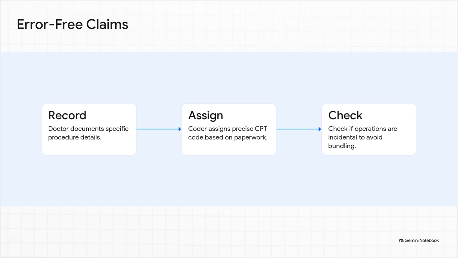First, the doctor has to properly and precisely record the details. Second, you, the coder, assign the exact CPT code based purely on that paperwork. And third, and this is where the real skill lies, you check if multiple operations are incidental to one another. Lots of times, lesser procedures are bundled into a major, more complex procedure. By following these 3 steps sequentially, you ensure procedures aren't erroneously unbundled, keeping you compliant and safeguarding the revenue cycle.